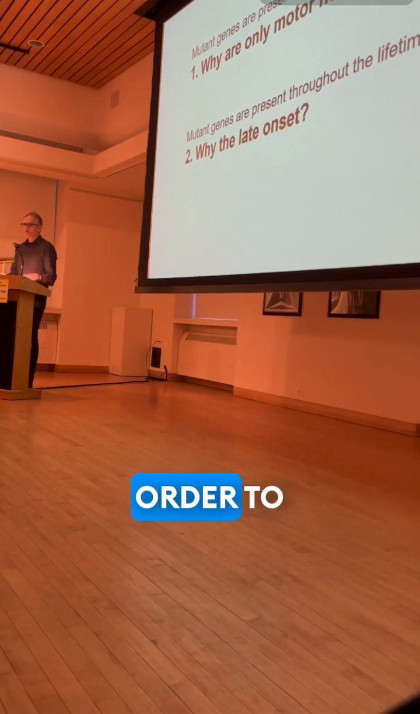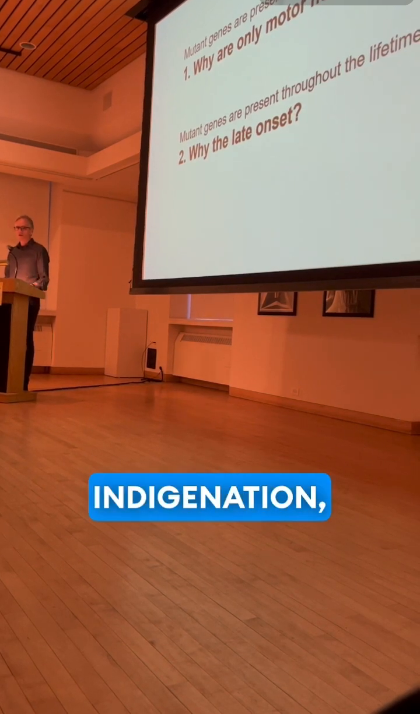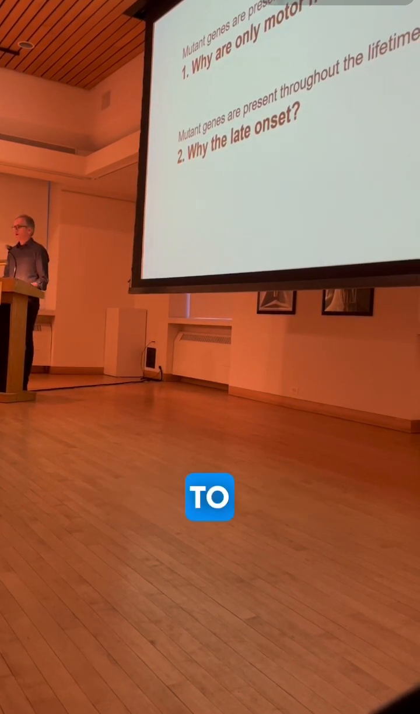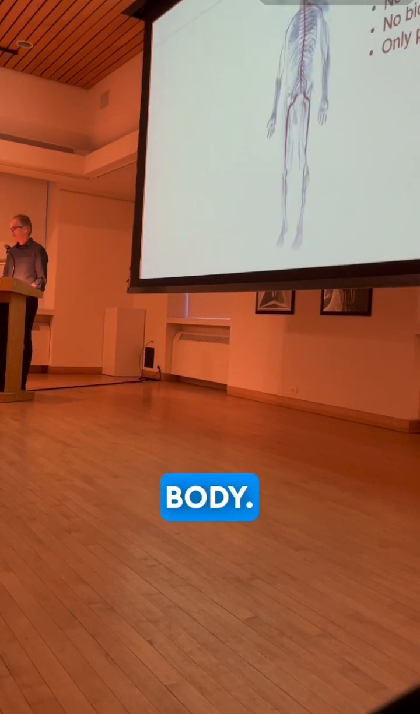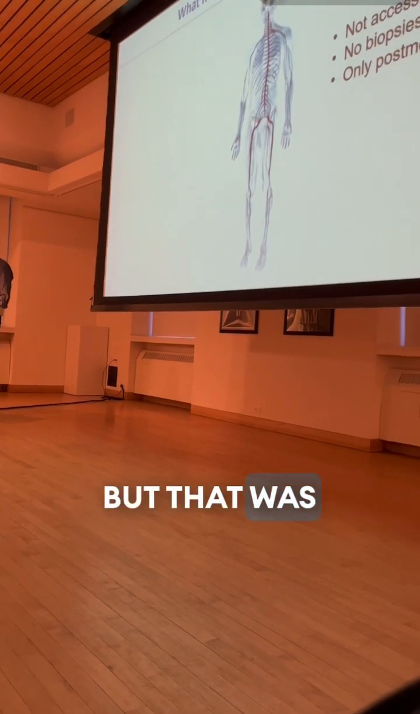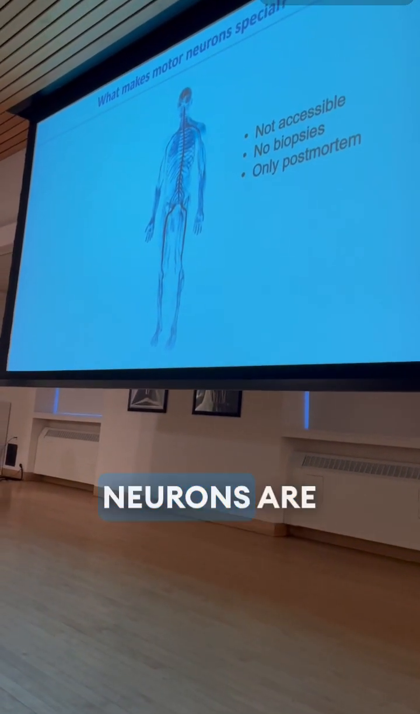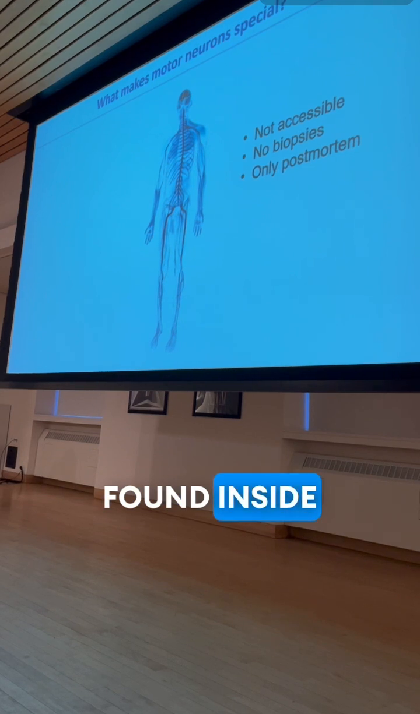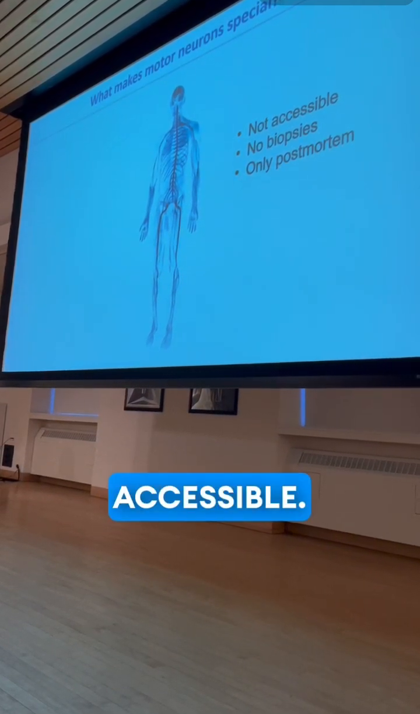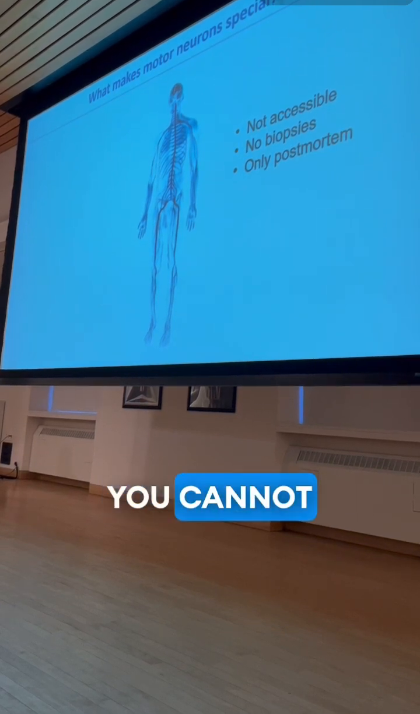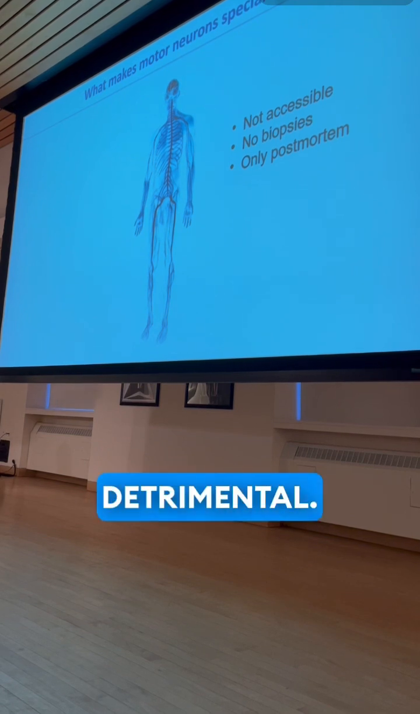And so in order to start understanding what underlies the motor neuron degeneration, I believe that we really need to understand what makes motor neurons different from other cells in our body. But that has always been problematic, because motor neurons are found inside the vertebra, so they are not accessible. You cannot watch them. You cannot make biopsies and remove them because that would be detrimental.